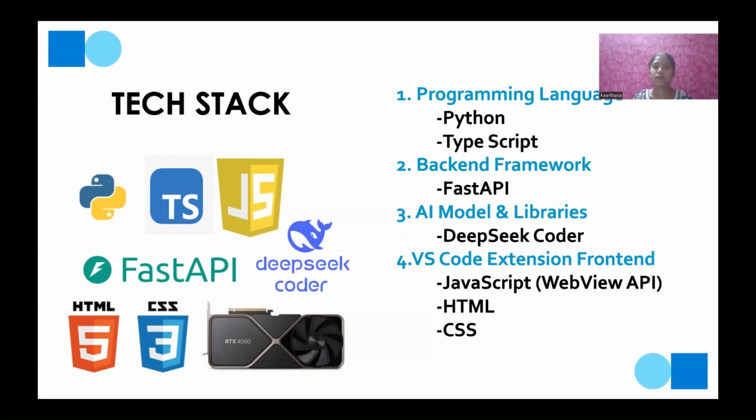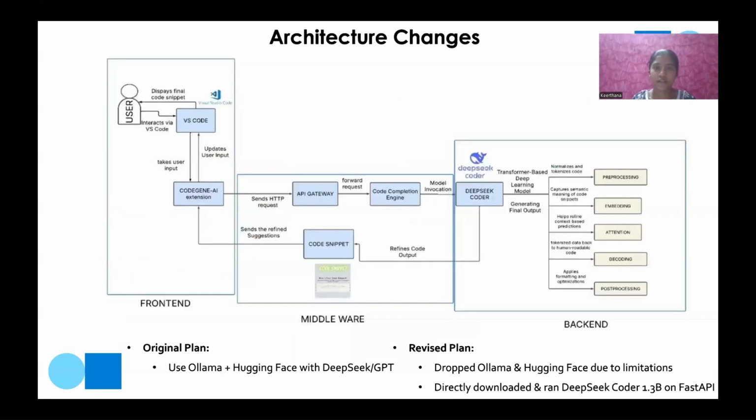Next comes the AI model and libraries. We use DeepSeek Coder as it is open source and it is especially trained for coding languages. It allows multiple languages. And for the front end, for the WebView panel, we use JavaScript, HTML, and CSS. So initially, we were thinking to use Ollama for running our DeepSeek model, but later we shifted to downloading the model manually, the H5 files. So this is the final architecture.